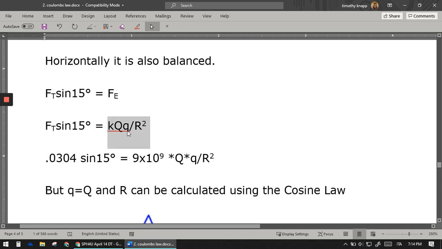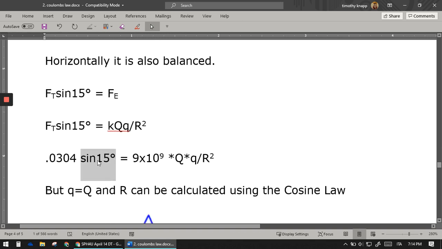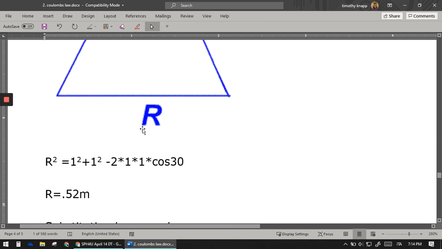The electric force is that formula given back in the beginning of this section. They figured out the force of tension above. There it is. So they went ahead and took the force of tension and put it there. They left this as a sine of 15. I'm going to plug that into the calculator. This is all of this stuff. And we got that. R is the distance between these two balls there. We're going to have to figure that out.